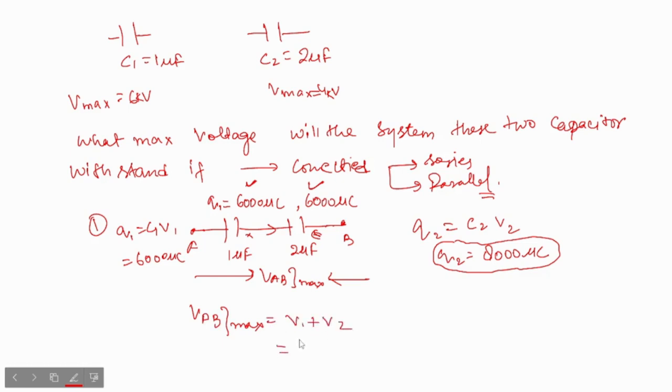That means we have got 6 kilovolt plus 3 kilovolt. How have we got 3 kilovolt? 9 kilovolt. Because the charge on this one is 6000 microcoulomb and its capacitance is 2 microfarad. On dividing this, we get V equals 3 kilovolt. We already knew that the potential difference across C1 is 6 kilovolt. We needed to calculate it across C2, and we have got 3 kilovolt.